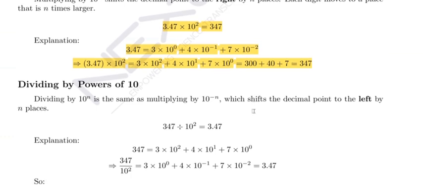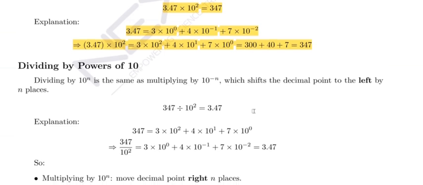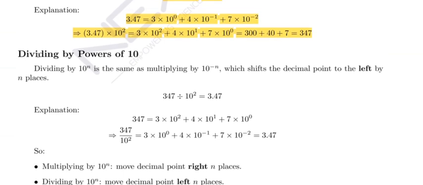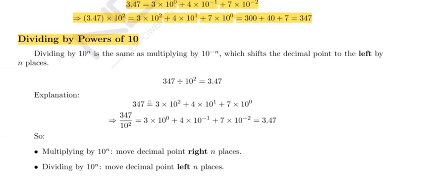Next, division. Dividing by 10 to the power n is the same as multiplying by 10 to the negative n. This moves the decimal point n places to the left, because each digit's place value becomes n steps smaller. Look at this example. 347 divided by 100 equals 3.47.